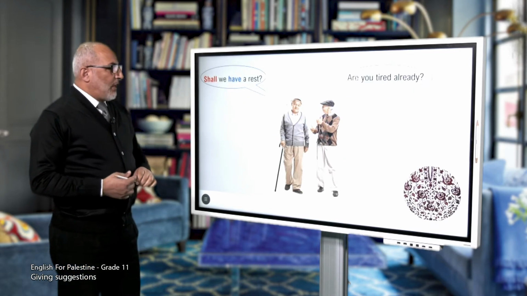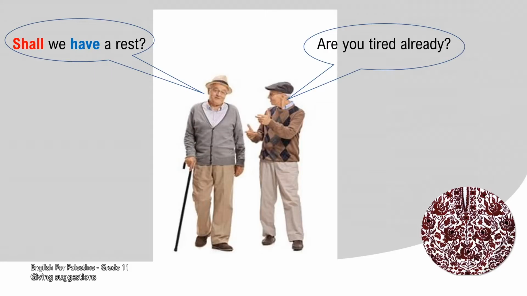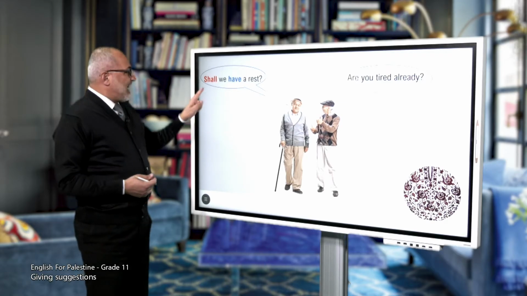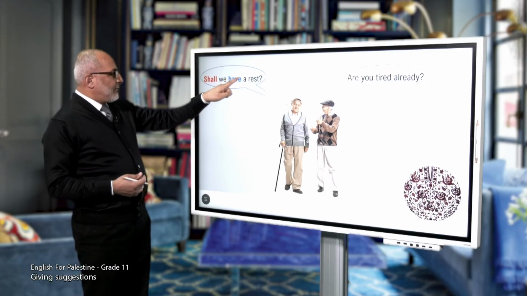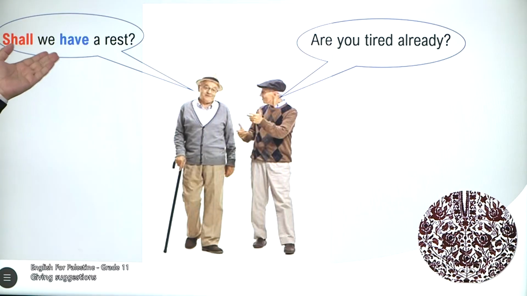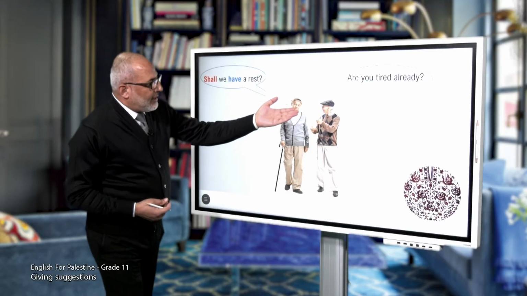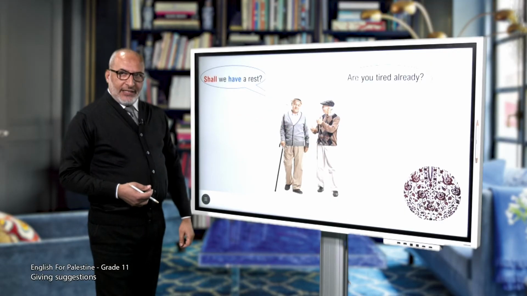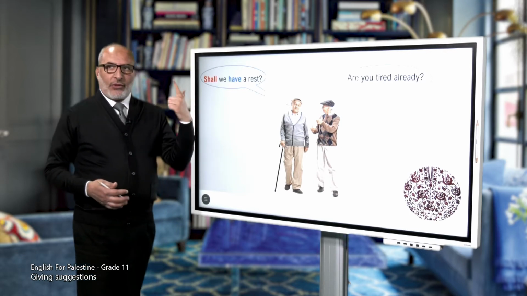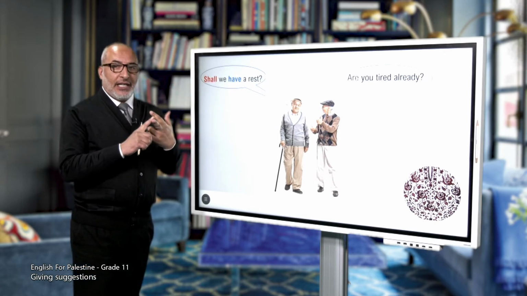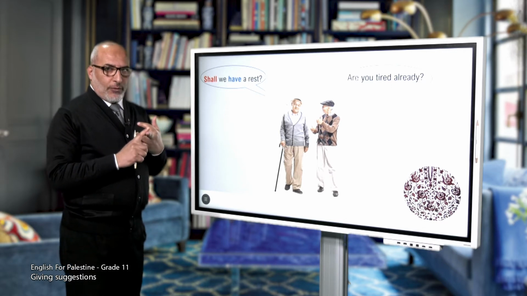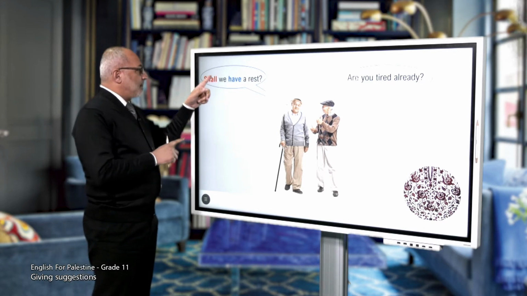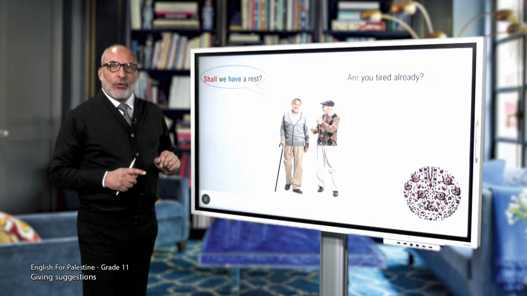Let's look at another one here. Two old men walking, and one of them suggests, shall we have a rest? Look at the structure. Shall we have a rest? Shall plus subject plus infinitive form of the verb. And of course, he replied, are you tired already? So we have let's in the previous one, let's plus the infinitive form of the verb. And here we have shall plus subject plus the infinitive form of the verb.